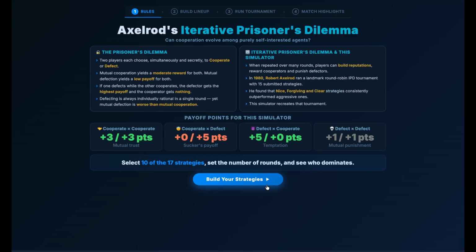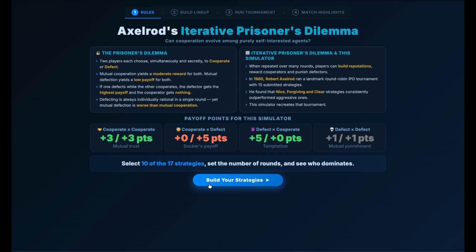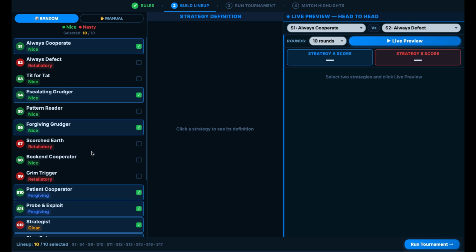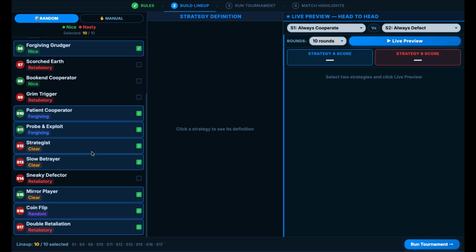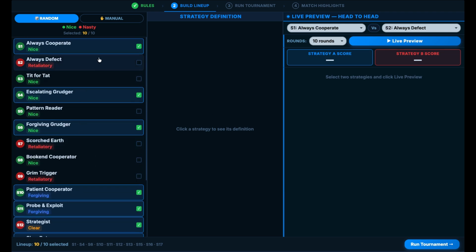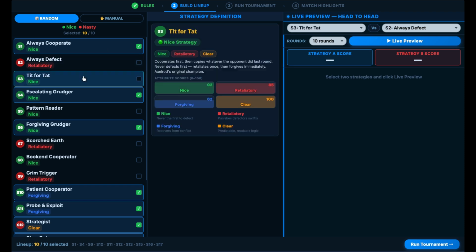For the tournament, Axelrod replaced prison sentences with a simple points system that preserved the same incentives as the classical prisoner's dilemma. Every strategy competed against every other strategy, earning points based on the outcome of each interaction. The strategy with the highest total score emerged as the winner. In this simulator, you can recreate the tournament by selecting up to 10 strategies and watching them compete against one another. On the left, you'll find a library of 17 different strategies. Browse through them to understand the logic behind each one.